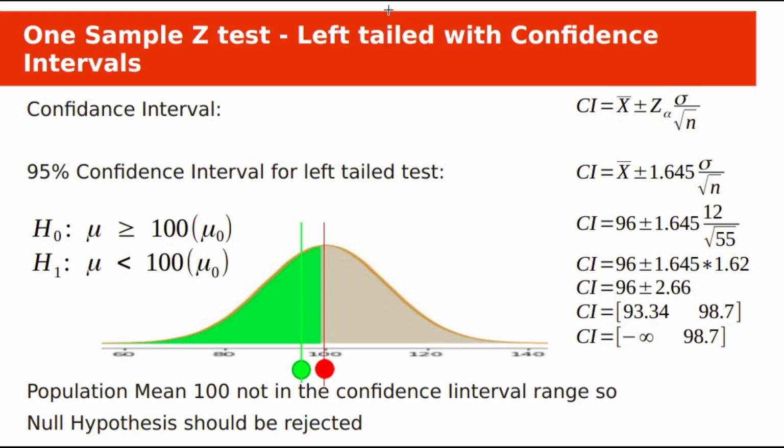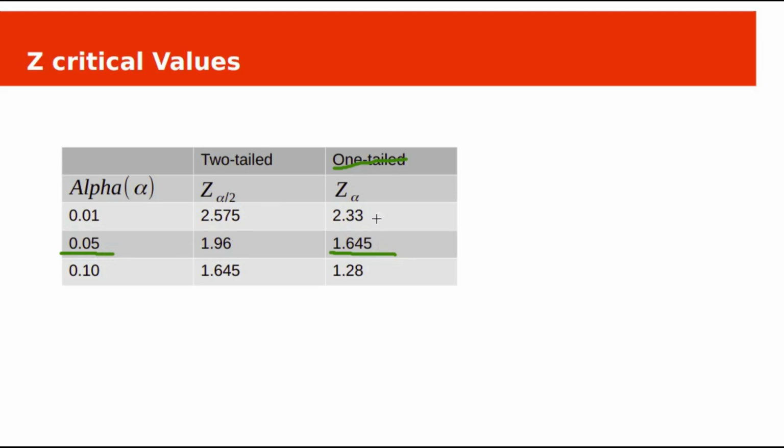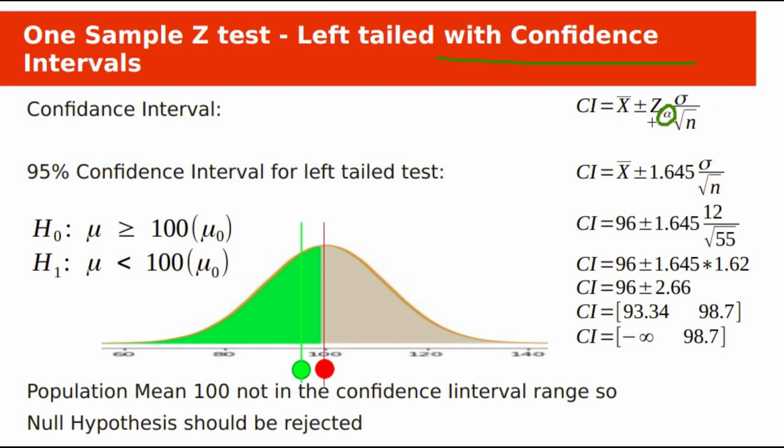This is true here. Now, by using confidence intervals, calculate the confidence interval. But this is a one-tail test, so you have to find the z critical value for one tail. Our alpha level is 0.05 and the one tail test z critical value is 1.645. So substitute this 1.645 at this z alpha. Sample mean is 96 plus or minus 1.645 times population standard deviation 12 by square root of 55, where 55 is the sample size. If you calculate this value, then you will get lower bound 93.34 and upper bound 98.7.